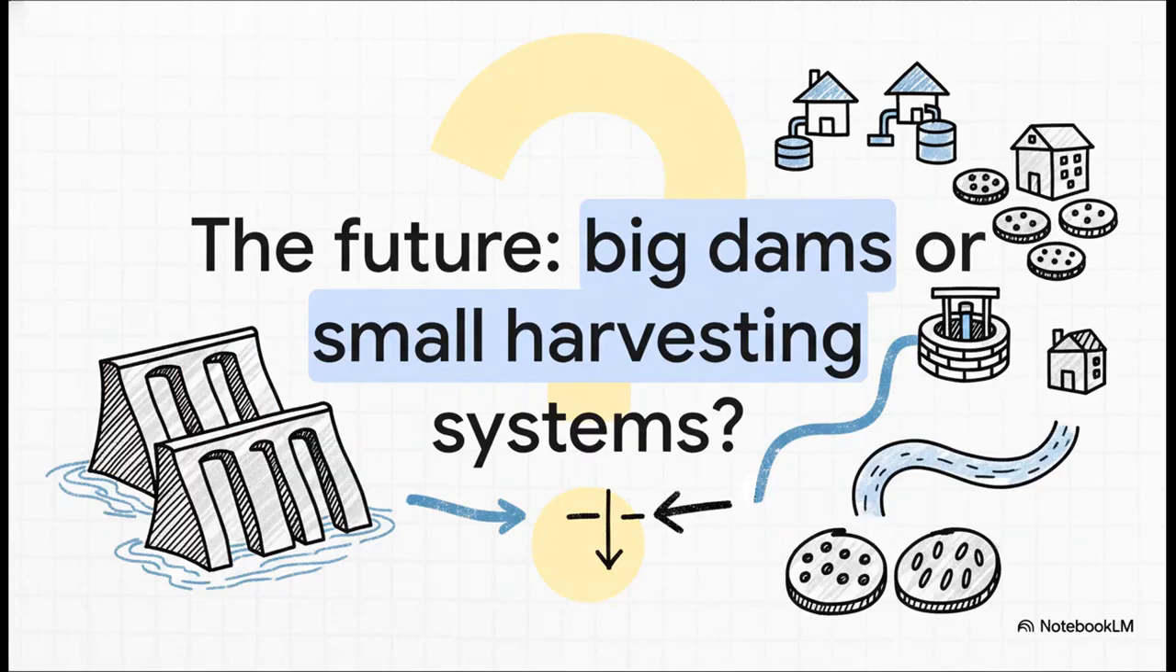So, as we finish our revision, I want to leave you with one final question to think about. It really captures the main debate of this chapter. For the future of India's water security, what do you think is better? Building more huge dams or encouraging millions of small, local rainwater harvesting systems? There's no easy answer, just something to think about.